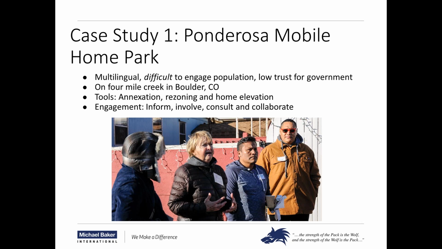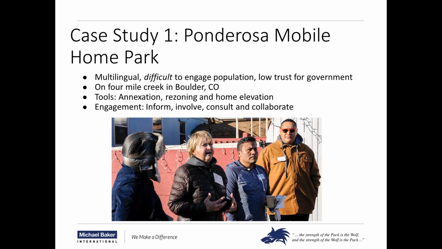So this first one, this is a multilingual community, and I put difficult in italics because I don't think of them as difficult, but I think that we say communities are difficult to engage when we're not sure how to effectively communicate with them or bring them into the fold because they're outside of our normal interactions. And so we've really got to think about what do they need in order to be in the conversation. They also have a pretty low trust for government. So they're right on the 4 Mile Creek in Boulder.